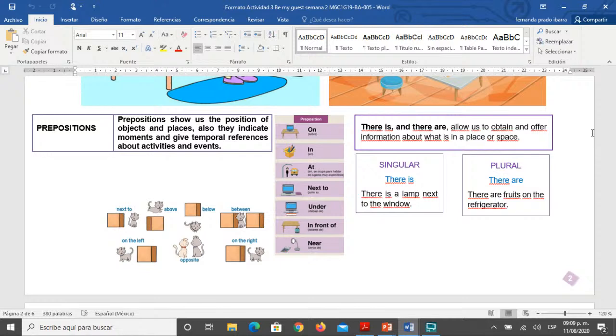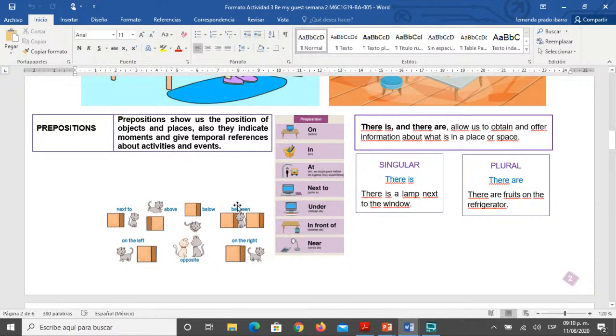So what about the prepositions? What are they? The prepositions show us the position of objects and places. Also, they indicate moments and give temporal references about activities and events. So the ordinary prepositions, in this purple chart, you already have in the resource of the second week in the platform. We have some prepositions like on, sobre, in, en, at, that we use for very specific places or time, okay? Next to, junto a, under, debajo de, in front of, delante de, near, cerca de, okay?